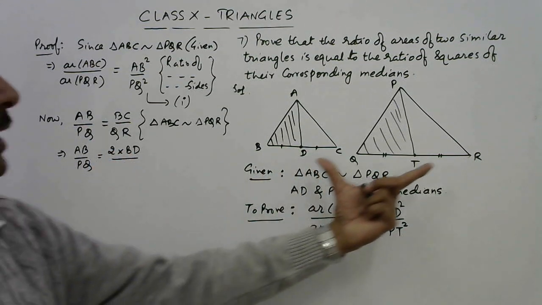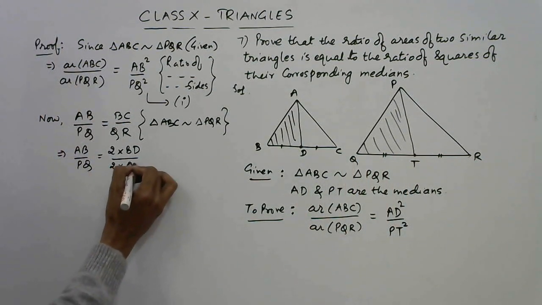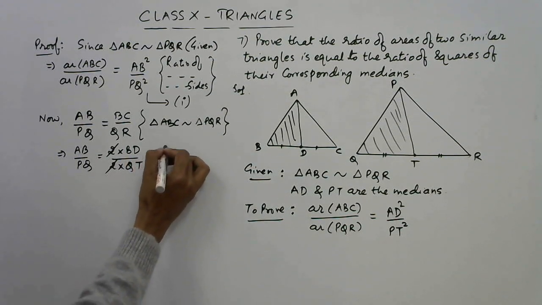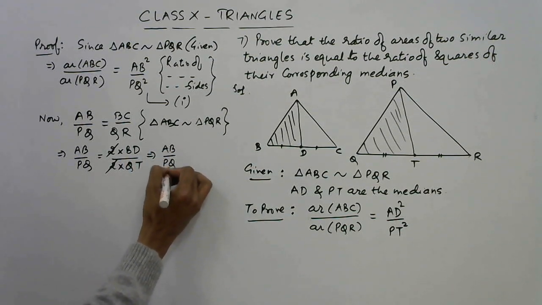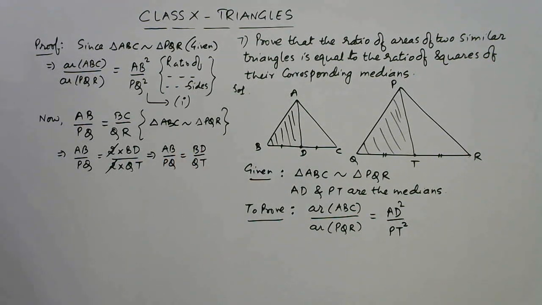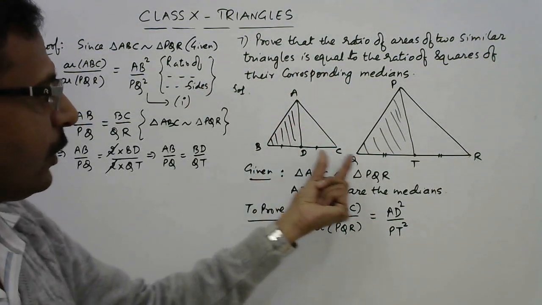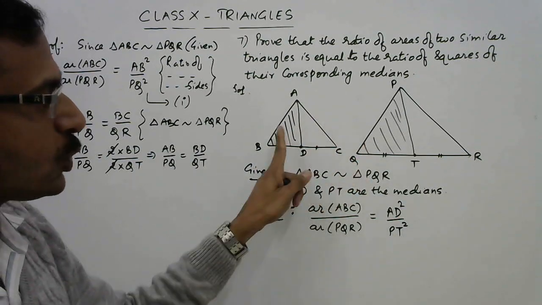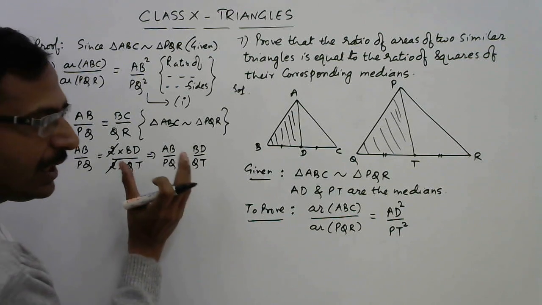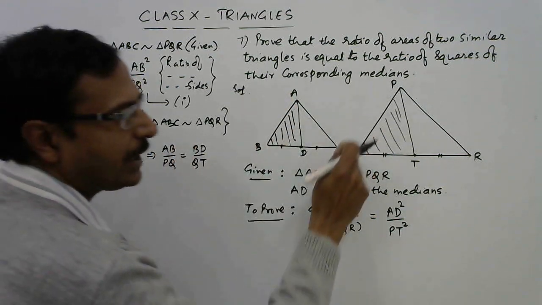And similarly QR, this is double of QT. So I'll write this as double of QT and 2 gets cancelled, thereby giving a result that AB upon PQ is actually equal to BD upon QT. So just see AB upon PQ and BD upon QT. These are actually two sides of the triangles which I have shaded, and their ratio has come out to be equal. Now AB and BD I have used here and PQ and QT I have used here.